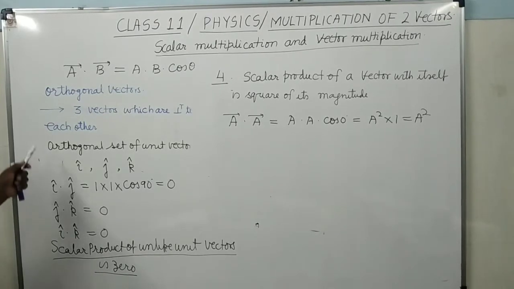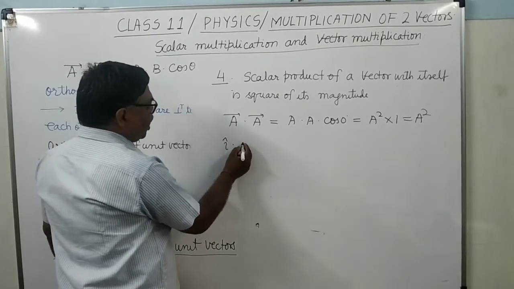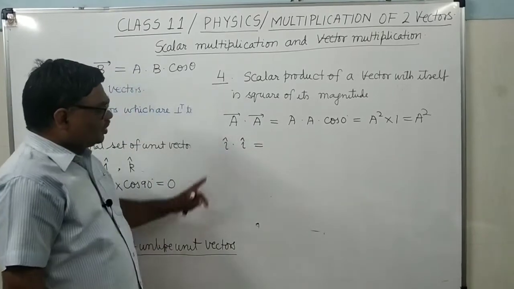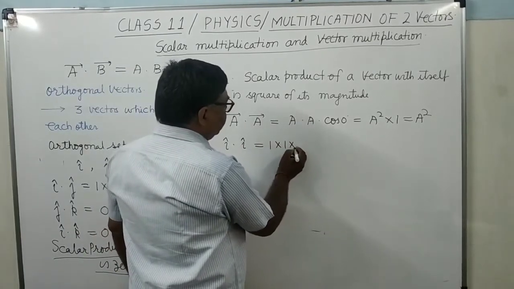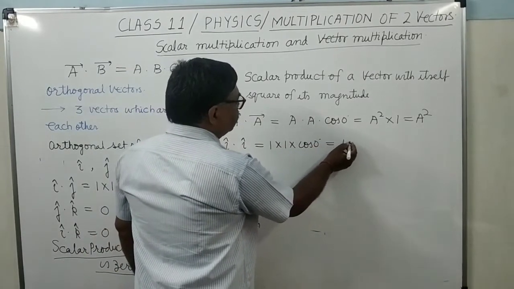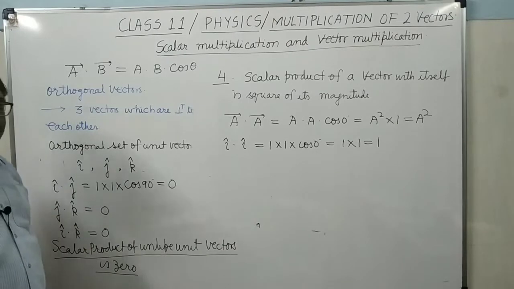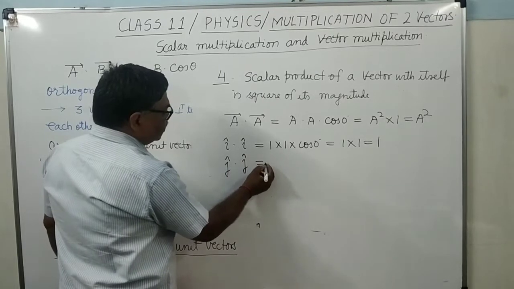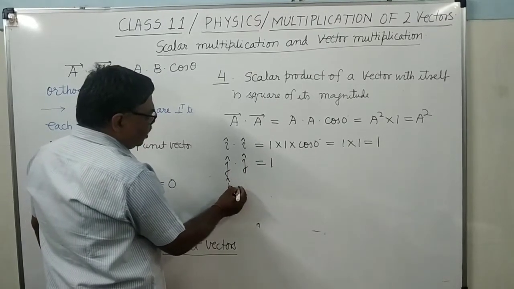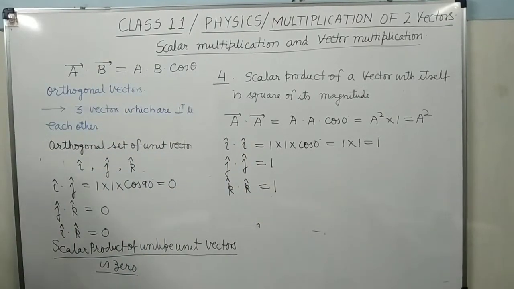Now in the case of an orthogonal set of unit vectors, if you find unit vector i dot unit vector i, what is its magnitude? 1. Here the magnitude is 1, so it will be 1 into cos 0 degree, that is 1 into 1 equals 1. Unit vector i dot unit vector i equals 1. Then unit vector j dot unit vector j is also 1. Unit vector k dot unit vector k is also 1. It's clear? So remember, cos 0 degree equals 1.